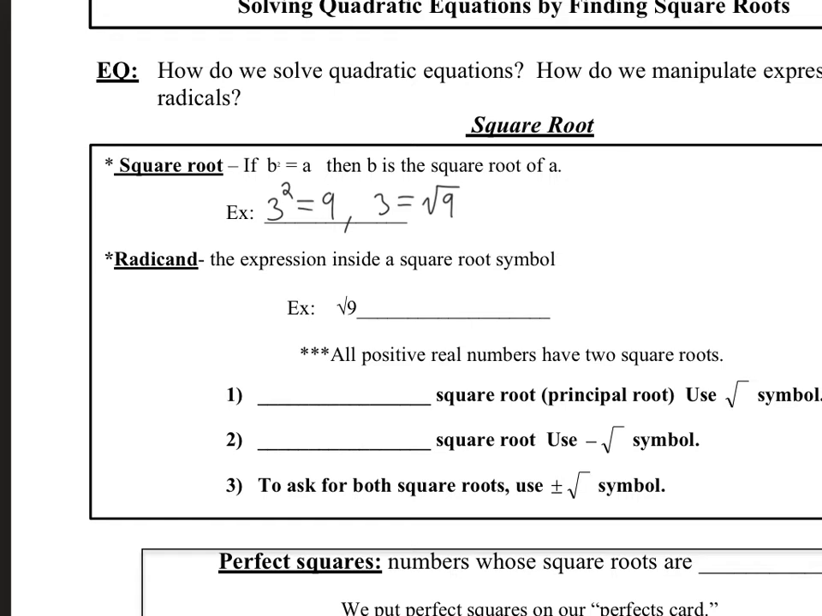It's what number times itself equals what's under the radical. And the word radicand is the expression that's inside a square root symbol. So in this case, 9 in the square root of 9 is the radicand. Okay?